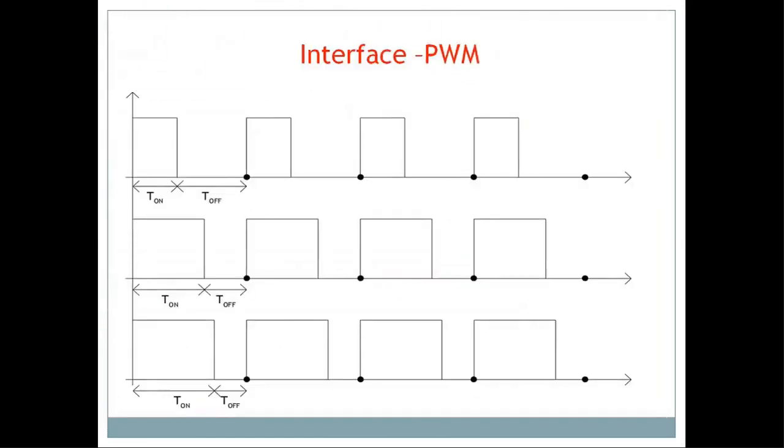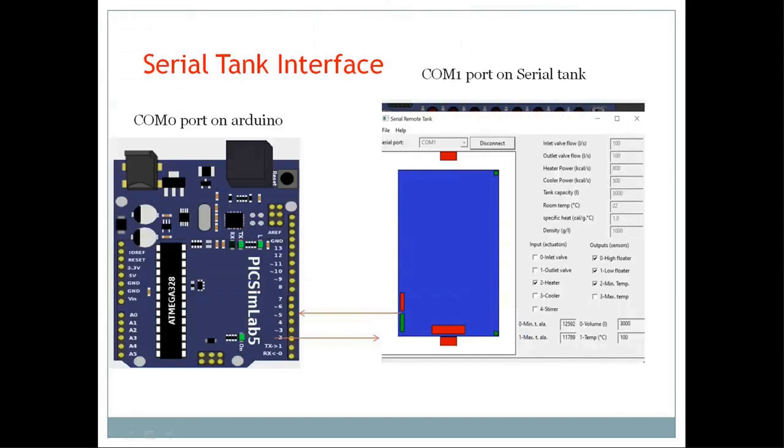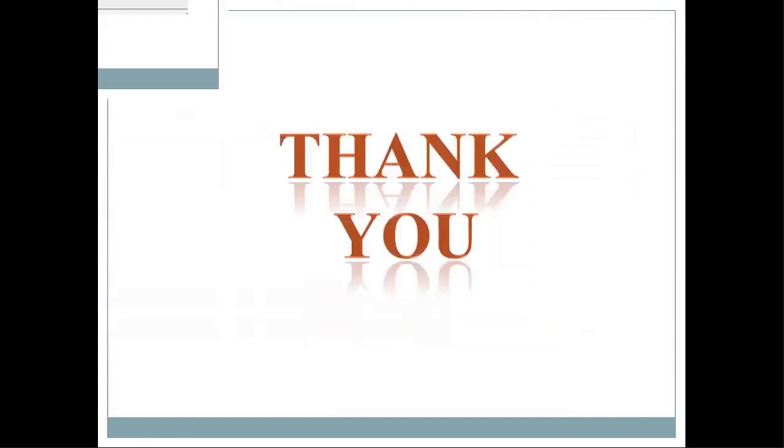I will just go through how exactly it looks. It is the waveform for PWM. It has a T on period and a T off period. We can control it by either increasing the T on period or the T off period. I will just show you how it exactly works. I have connected it to port 1 and port 2 in my Arduino, and in this way we are controlling this tank through our mobile.